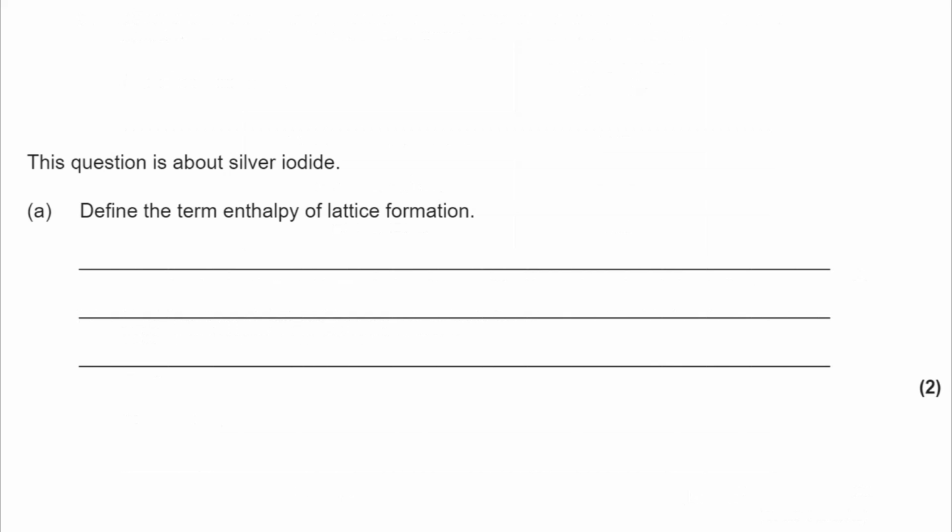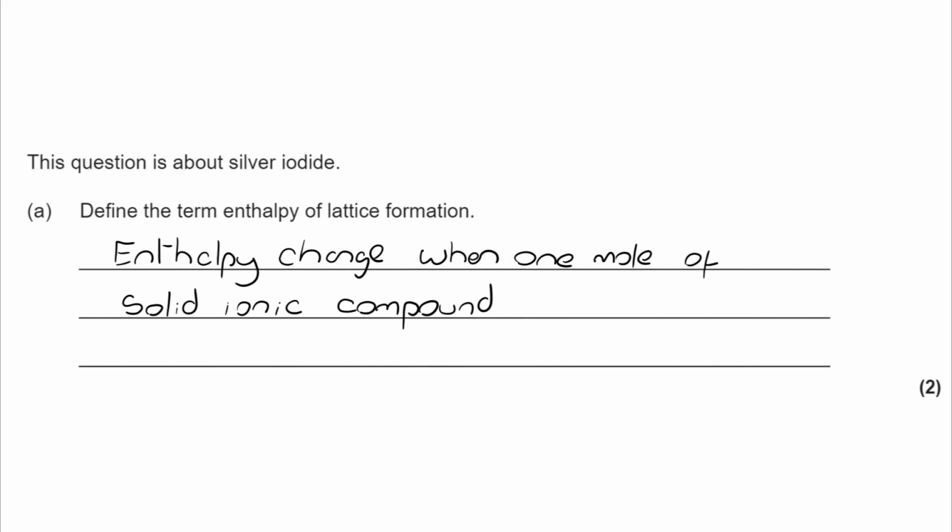A is a very straightforward question. You have got to learn the definitions. It can get marks like this, but it can also give you access to application questions where you need to understand and use them. So the definition itself: the enthalpy change when 1 mole of solid ionic compound is formed from its gaseous ions.